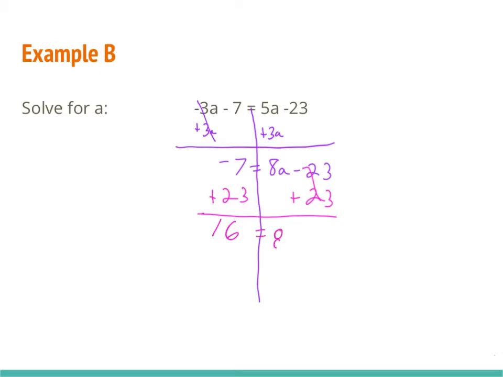Bring down our 8a. Then we're going to divide both sides by 8 because the opposite of multiplication is division. And 16 divided by 8 is going to give me 2. So a equals 2 or 2 equals a. Doesn't matter which way you read it. And let's go on to example C.